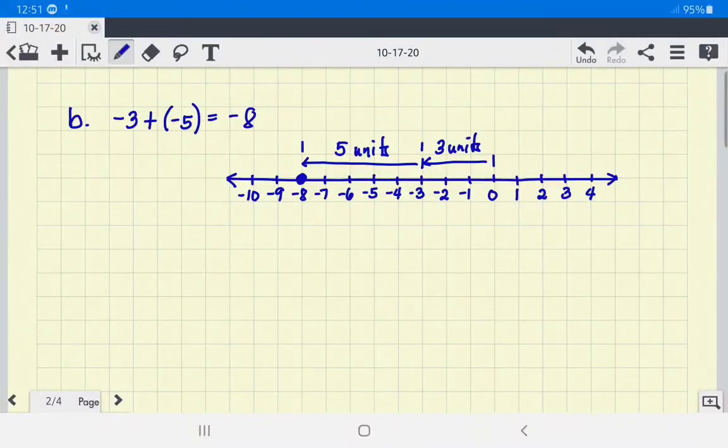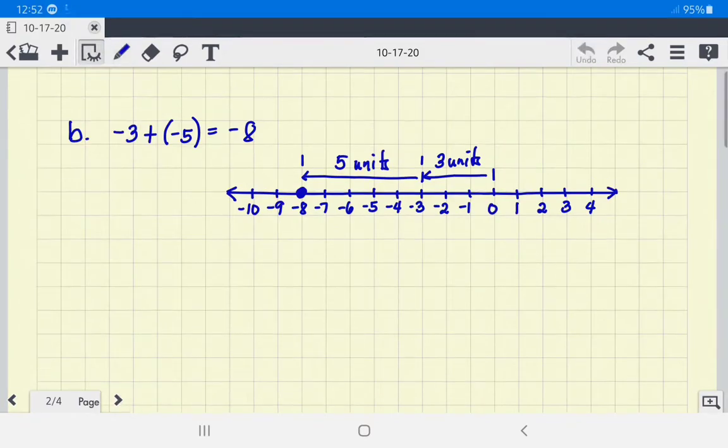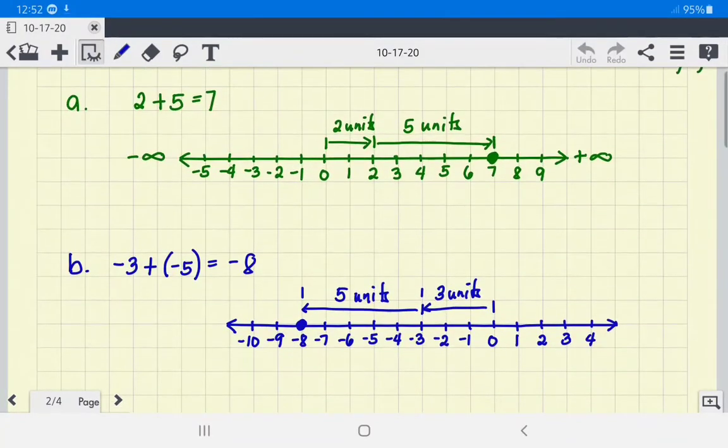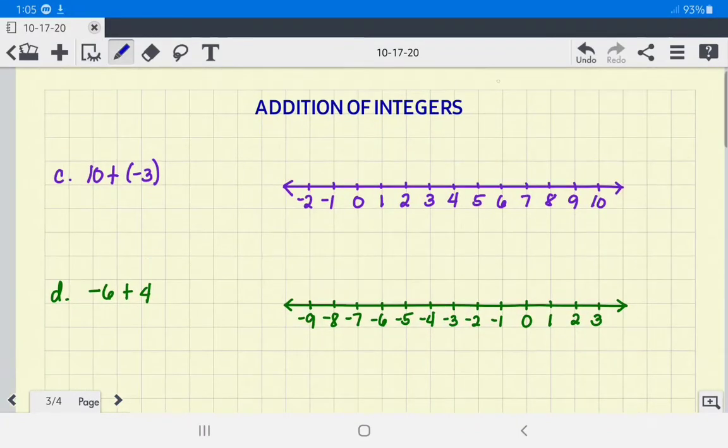That's it. Next is addition of integers with different signs.